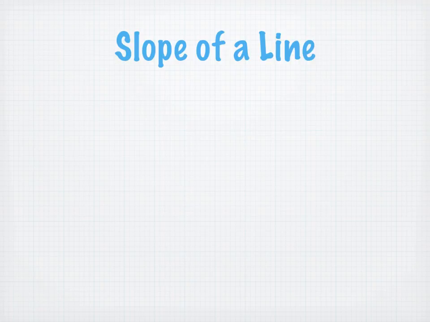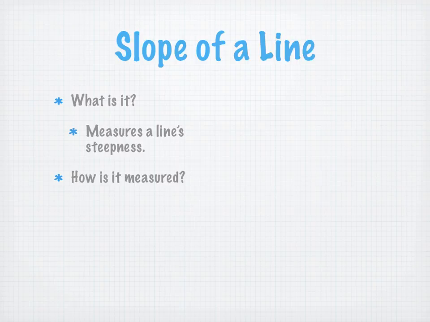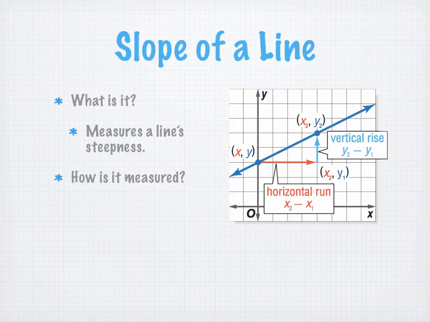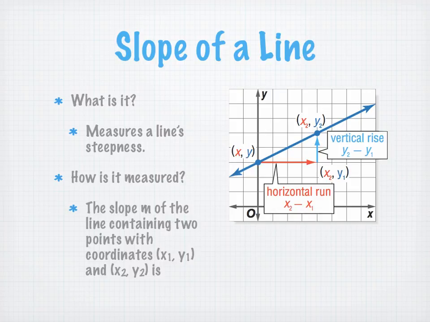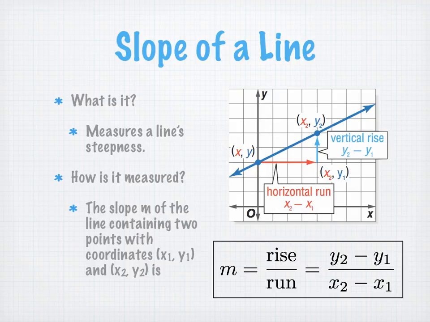First off, the slope of a line. What is it? The slope of a line essentially measures the line's steepness. And in order to do that, it measures the vertical rise divided by the horizontal run. In other words, the slope, which we usually call m, lowercase m, of the line containing 2 points with the coordinates x1, y1 and x2, y2, is this function: y2 minus y1 over x2 minus x1. A common mistake is to put the x's on the top. You don't want to do that. Y is on the top, x is on the bottom.